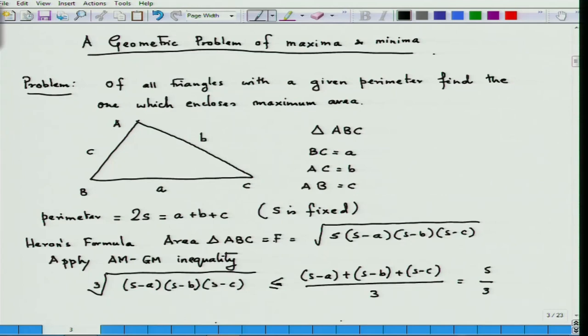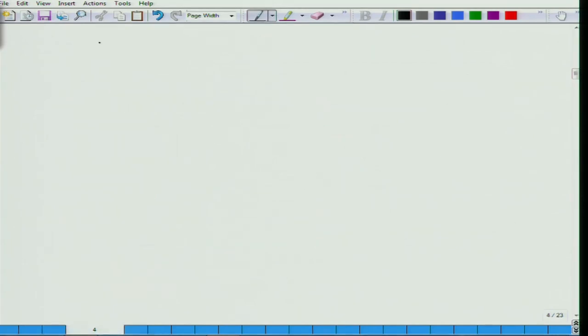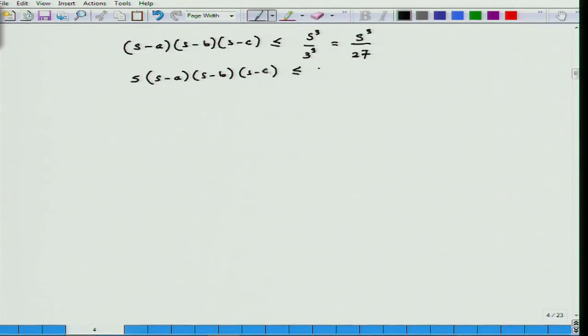Now, from here you must have observed that F square, or maybe just we can look in from the AM-GM inequality, we can immediately say that s minus a into s minus b into s minus c, you will cube both the sides to get, because these are all positive, s minus a into s minus b into s minus c, that cube would be a positive quantity, is less than or equal to s cube by 3 cube, that is s cube by 27. Now, let us, if I multiply by s, so this is s into, we will see why we are writing like this, s by 3 whole cube.